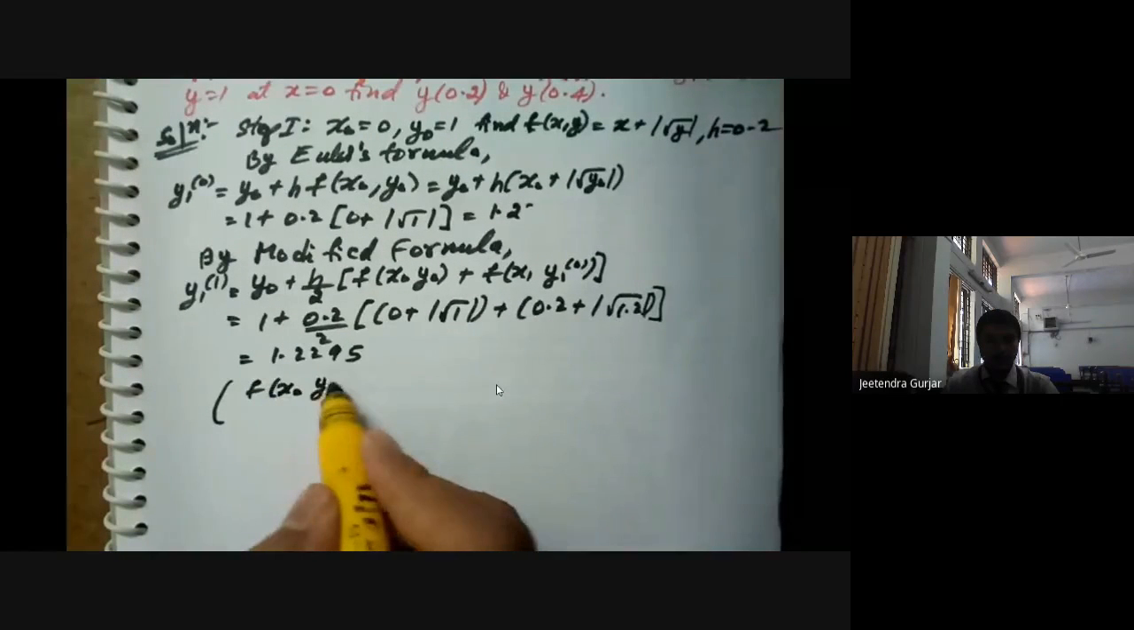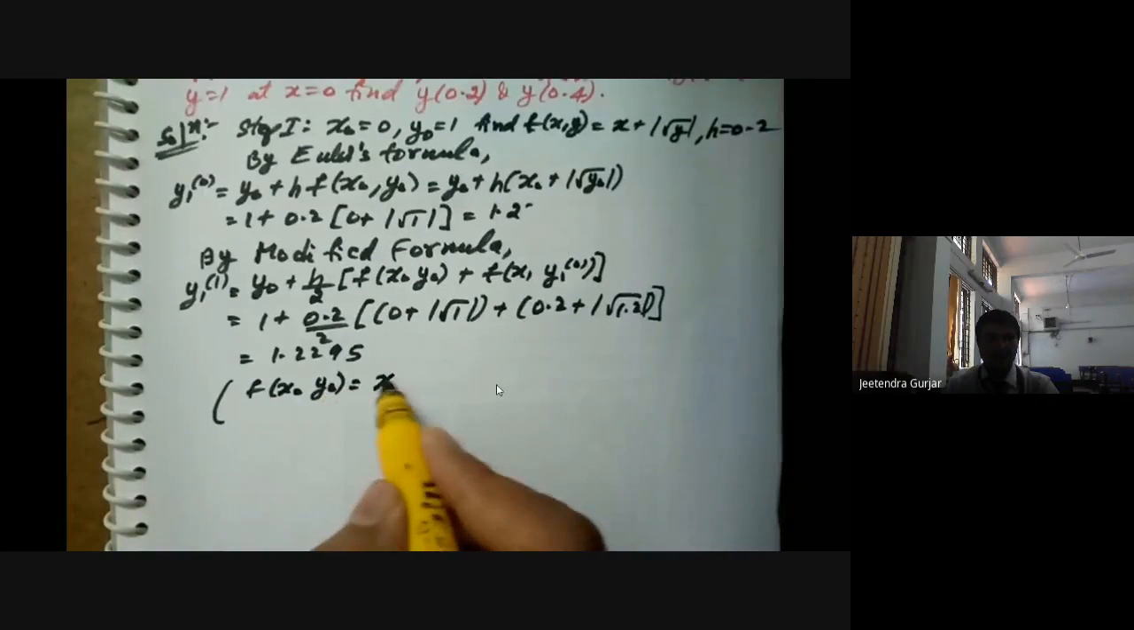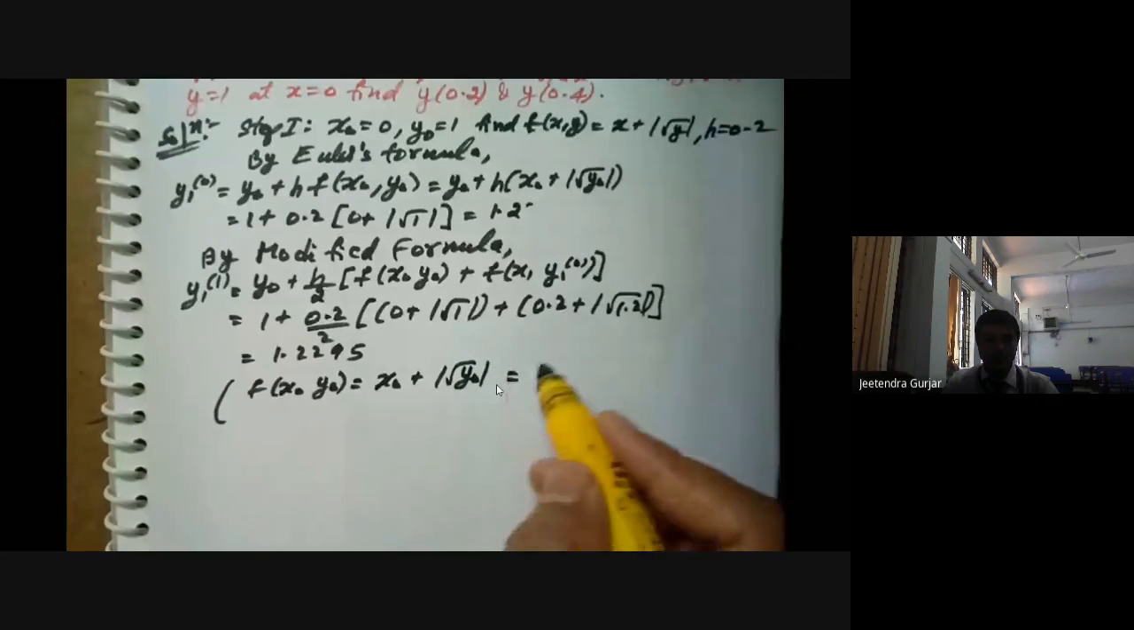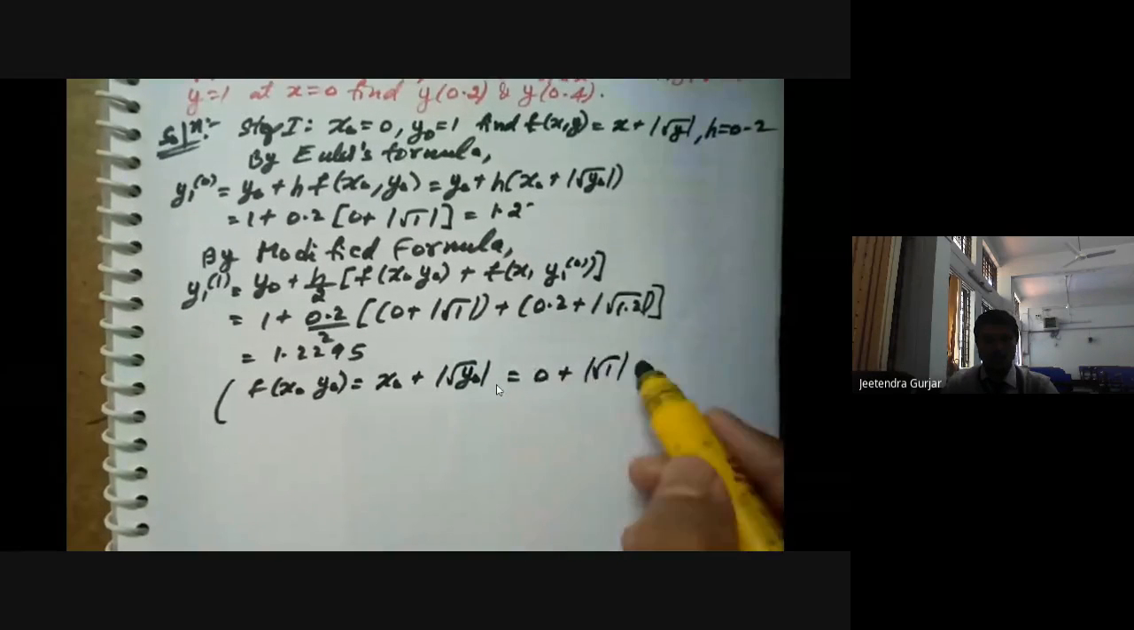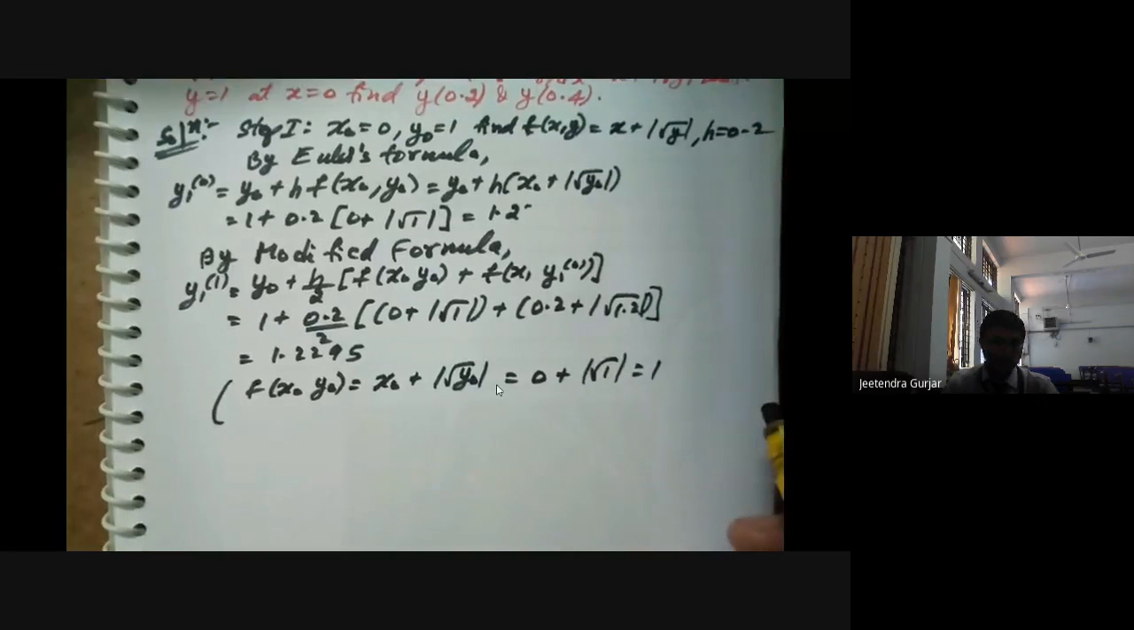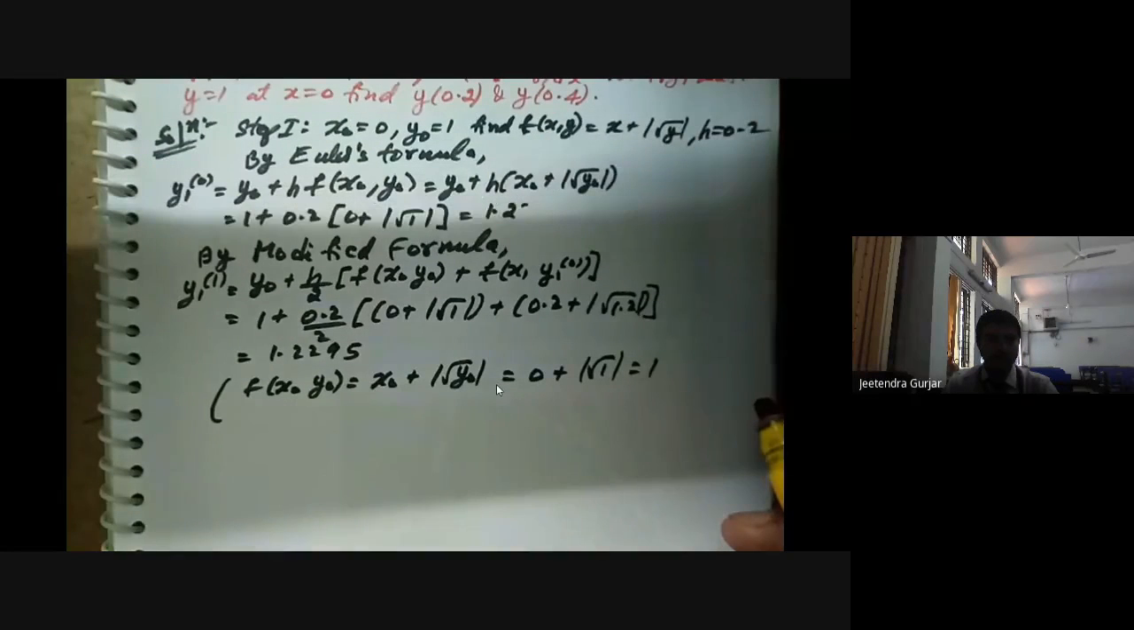So I will just show you how we have simplified this f of x naught comma y naught. If you are getting confused, I will repeat this. So x naught plus modulus of square root y naught, which is equal to, x naught is 0 and y naught is 1. When you simplify, we get the value as 1 only. So this will be easy to calculate in the calculator.